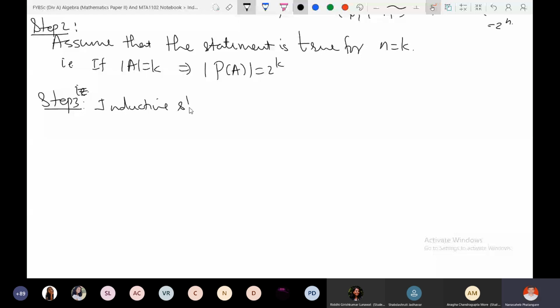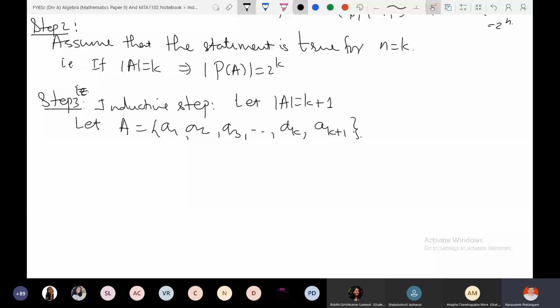So let the cardinality of A be equal to k plus 1. So we are assuming that the set has k plus 1 elements. Suppose the objects of set A are A1, A2, A3, ..., AK, and the next object is AK plus 1. Suppose these are the objects in set A.